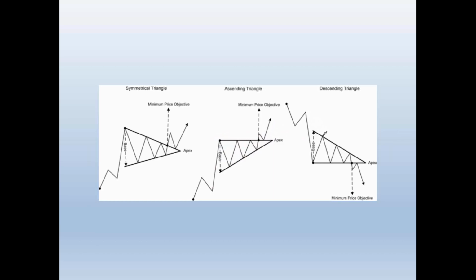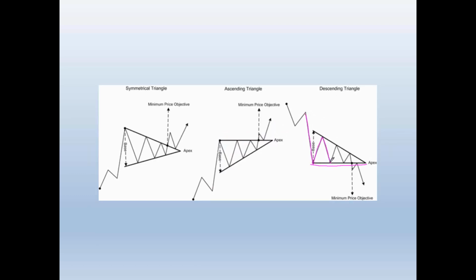Yep, I saw a descending triangle in USD CHF and it dropped hard. Okay, so you have a descending triangle right here. It's making lower highs, but it keeps hitting this low and not breaking it. That's what I want you to notice for these ascending and descending triangles.